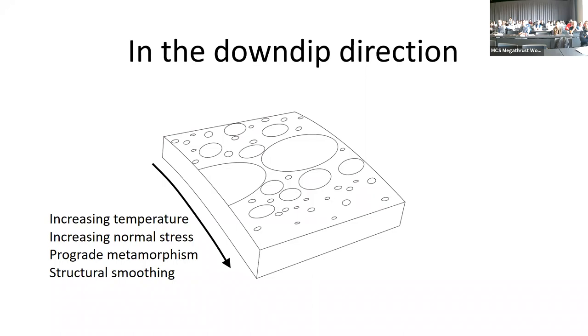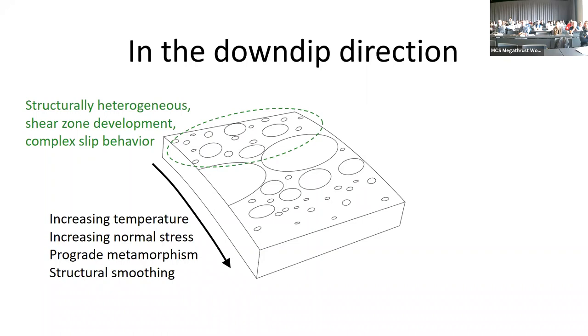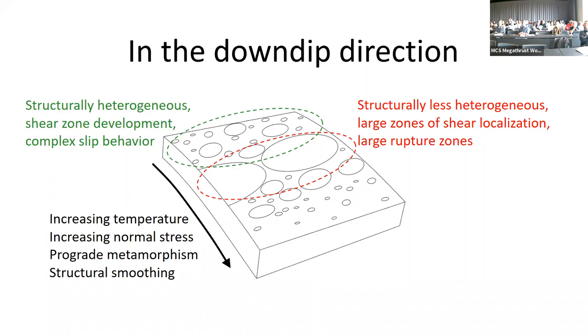And in general, in the shallow place, we expect a structurally rather heterogeneous fault, right? And the shear zones are being developed, and we expect rather complex slip behavior. As we go deeper, we expect the fault zone to be structurally less heterogeneous. There's more smoothing, or whatever other geological terms you want to use. And we can have a large zone of shear localization that may host very large ruptures, right? Not always, but that may.